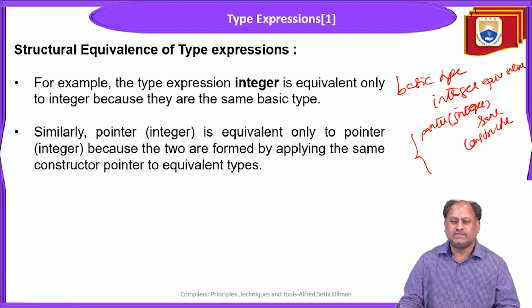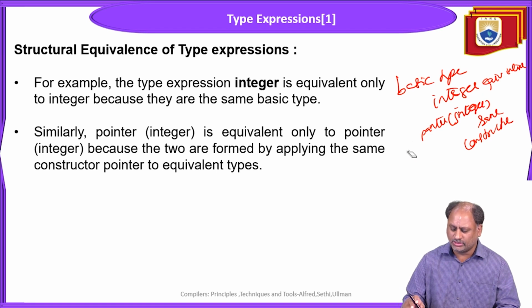So, a type expression integer is equivalent only to integer, if and only if they both belong to the basic type. The second one is pointer of integer. That means it is a constructor type, pointing to integer. In that case, both are of the same type, formed by applying the same constructor pointer to an equivalent type. Only then can we say that it is structurally equivalent.